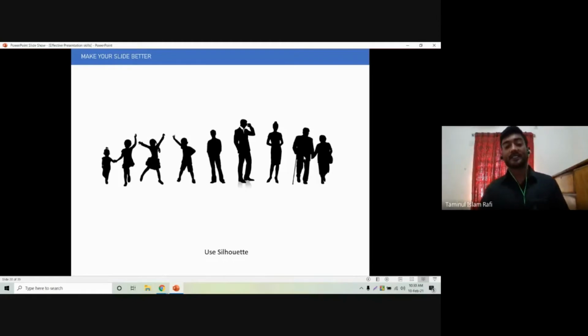So you can use silhouettes also. Sometimes we have to show an age difference, so you can use silhouettes for that also. You are seeing here the kids are dancing or moving, then the younger silhouettes, then the mid-range man and woman, and the older one. So you can find many silhouettes on Google. Then you can put these silhouettes in your slides, which will make your presentation better.